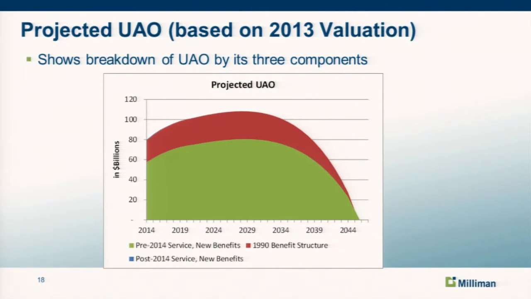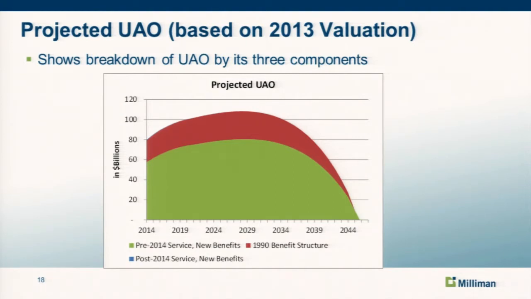And then there's a third piece there, which is the piece that doesn't have any direct funding attributable for the state or the district, which is the post-2014 service for new benefits. And that's good, as you can't see that because we want that to stay at zero.